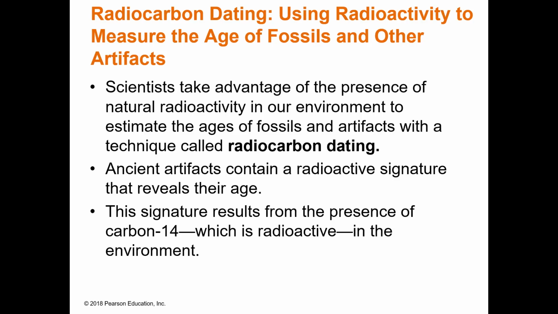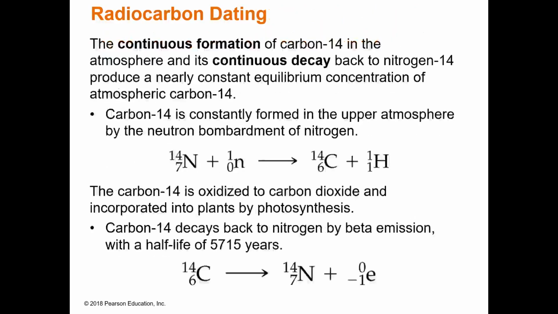But the moment something dies, whether it's a tree or a person, it stops taking in carbon-14. From that point on, the carbon-14 begins to decay at a known rate. By measuring how much is left in a sample, scientists can calculate how long ago the organism died. Pretty amazing, right? Here's how the cycle works.